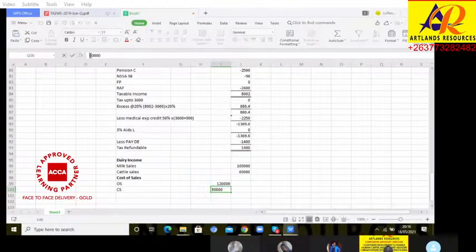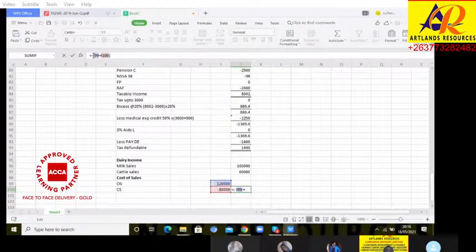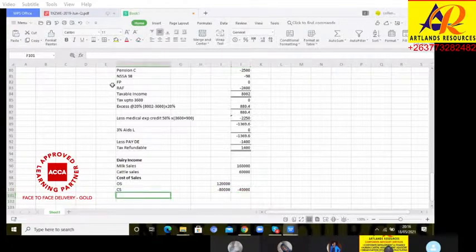Remember, cost of sales is opening stock, add purchases, less closing stock. Here there were no purchases, so if you say opening stock minus closing stock, you get cost of sales. Remember, cost of sales are deducted from sales. I was supposed to put another bracket here. What else do you do?